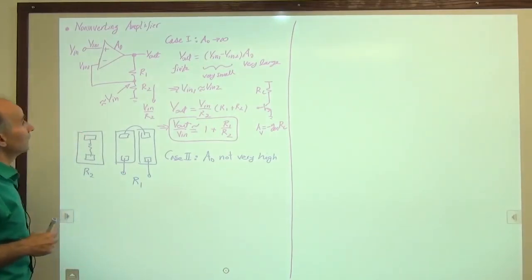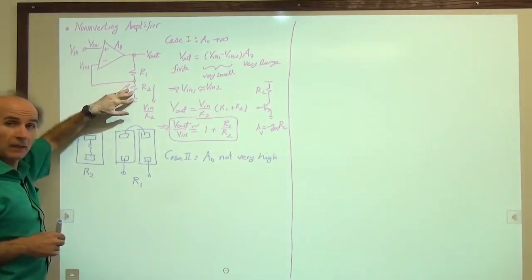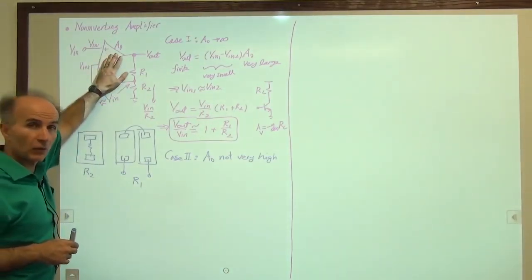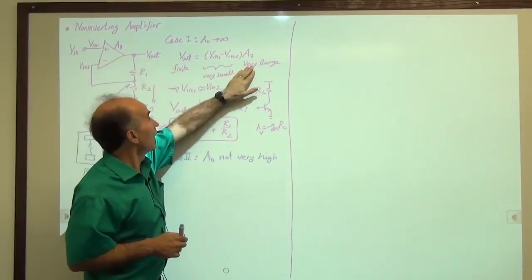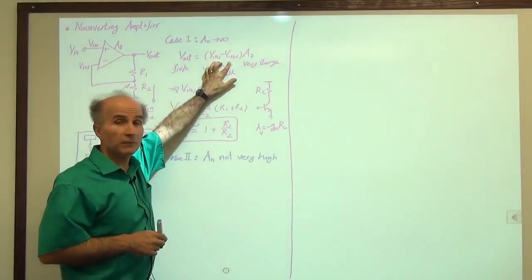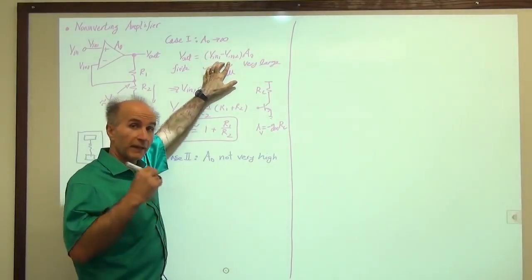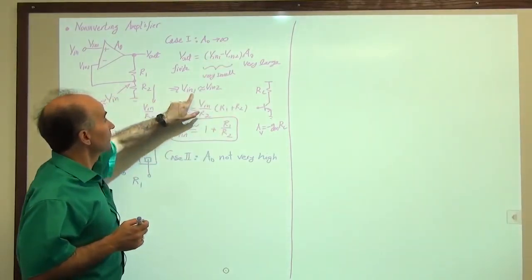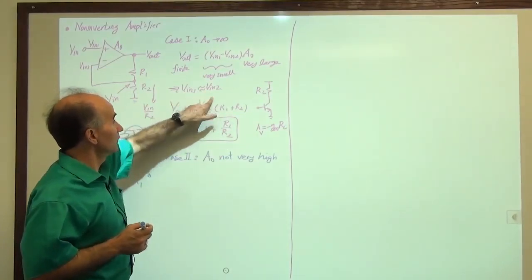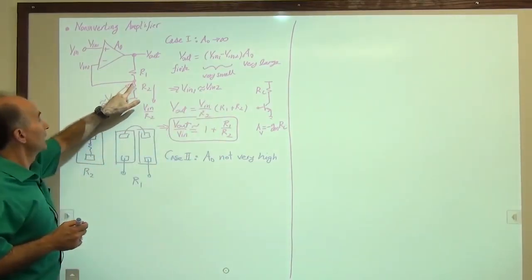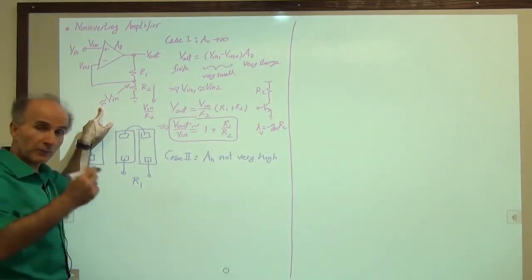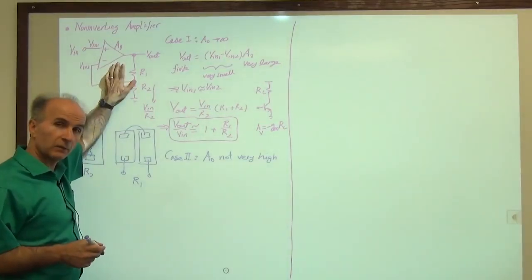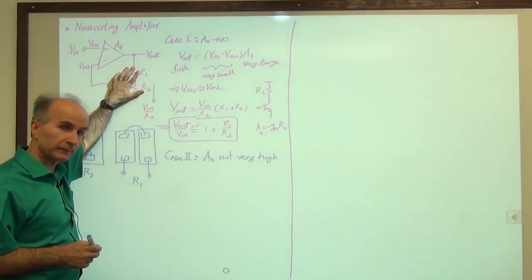Okay, so I would like to analyze the circuit again, but this time assuming A0 is not very large. If A0 is not very large, I cannot assume that Vin1 minus Vin2 is very small, which means I cannot assume that Vin1 is equal to Vin2, or approximately equal to Vin. So I have to start from scratch and analyze the circuit without any of that knowledge.